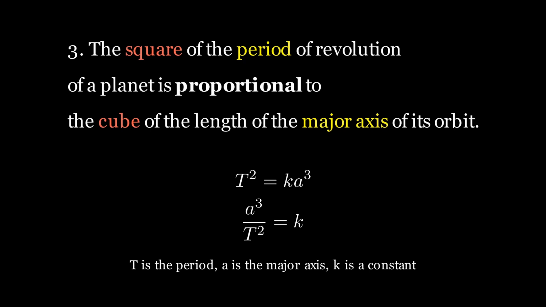Essentially, what this tells us is that as the length of the major axis increases, the period of the orbit also increases at a faster rate.